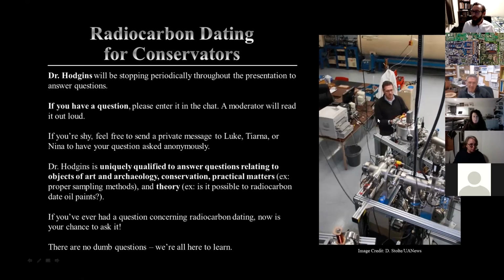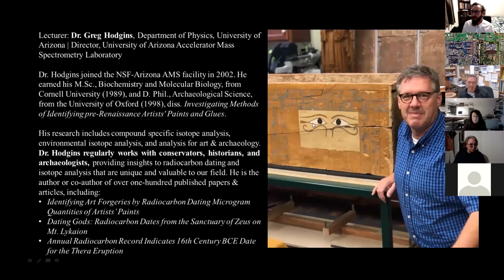And then there's Greg from a few years ago working in the radiocarbon lab in this picture here. And here he is in my studio in one of the instances where I was bugging him. Here he was helping me date this Egyptian coffin from about 2000 BC. So this is Dr. Greg Hodgins. He is the director of the University of Arizona Accelerator Mass Spectrometry Laboratory. He got his MSc in biochemistry from Cornell, and he got his PhD in archaeological science from the University of Oxford, where his dissertation was investigating methods of identifying pre-Renaissance artists' paints and glues.